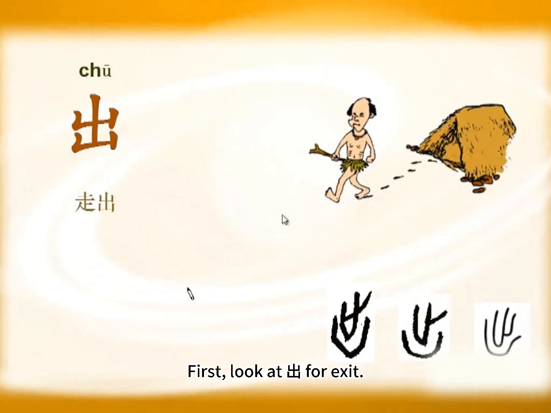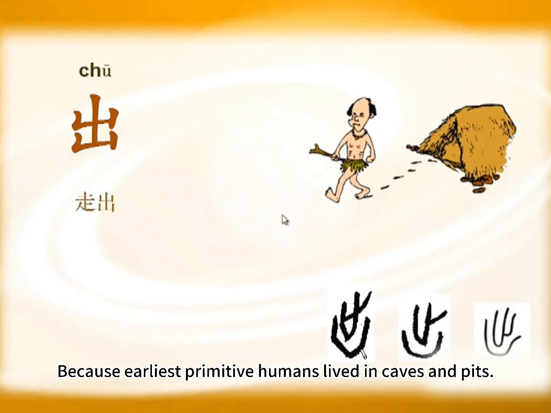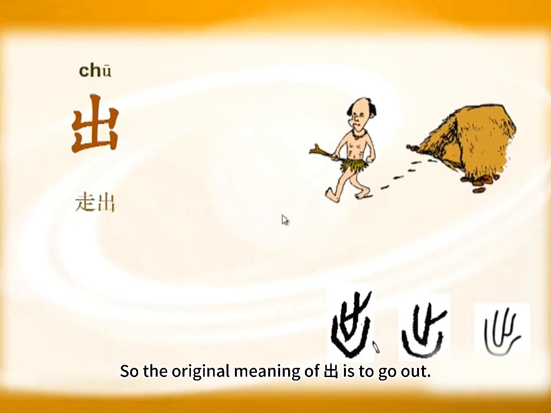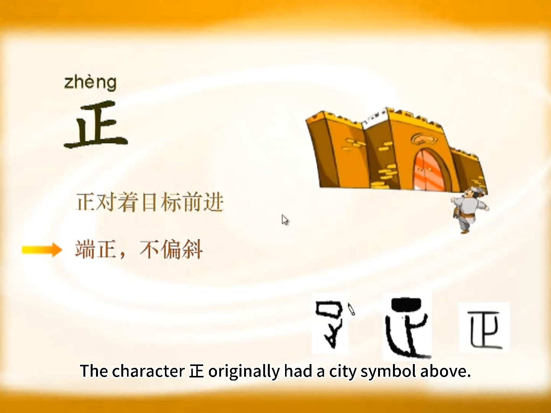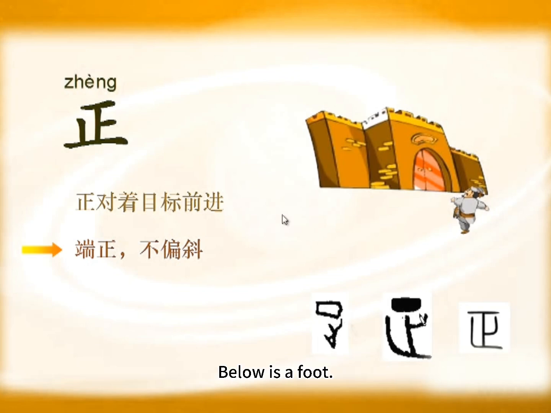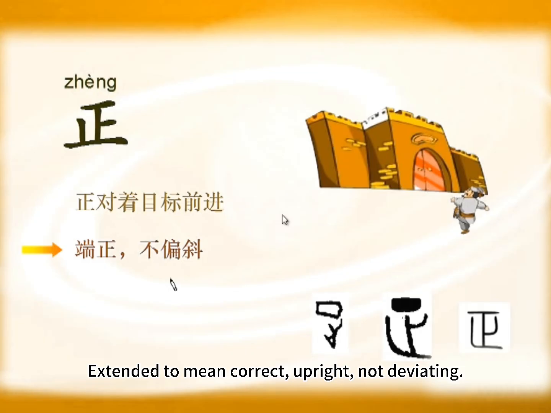First, look at 出, exit, originally also created from Zhi. The earliest form has a foot above and a doorway below. This doorway actually depicts a cave-dwelling entrance, because earliest primitive humans lived in caves and pits. So the original meaning of 出 is to go out. The character Zheng originally had a city symbol above. Below is a foot. Later, the city became more simplified, becoming a line. A foot walking toward a city. So the original meaning of Zheng is advancing directly toward a target, extended to mean correct, upright, not deviating.